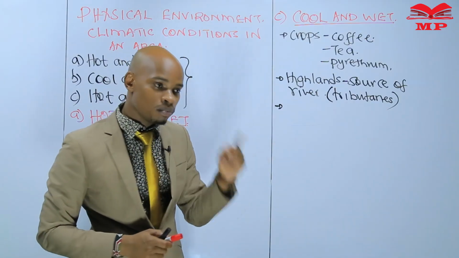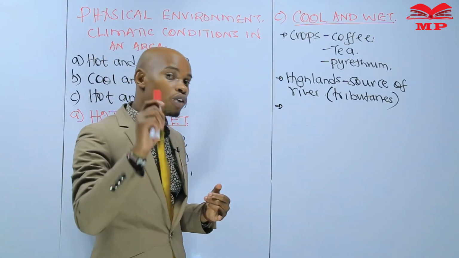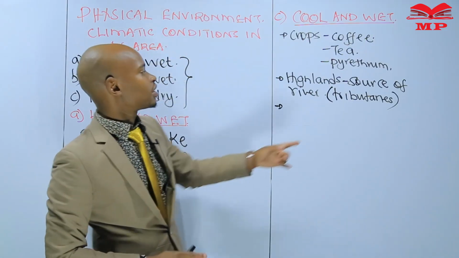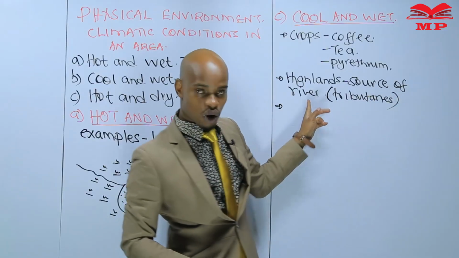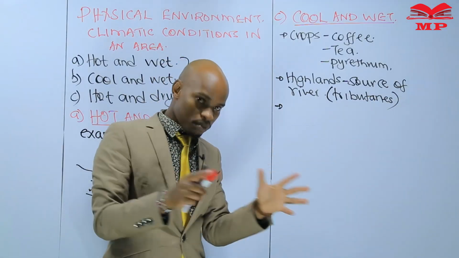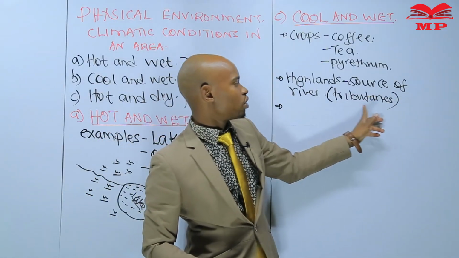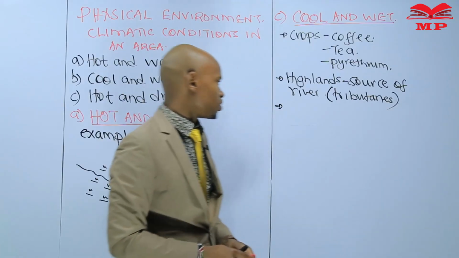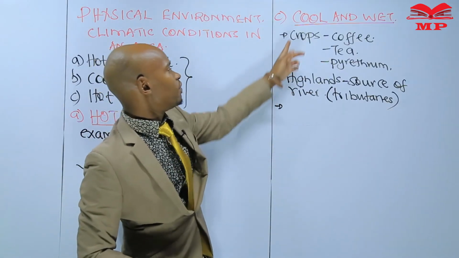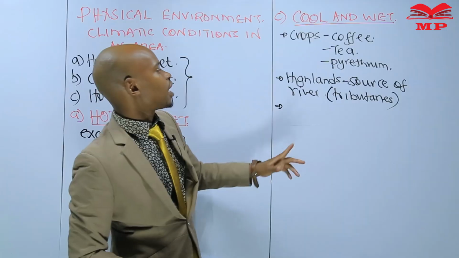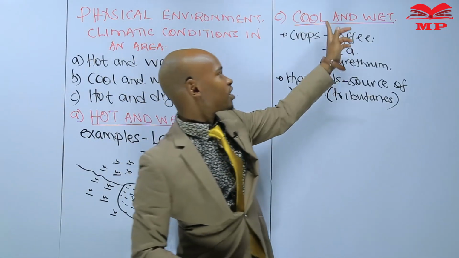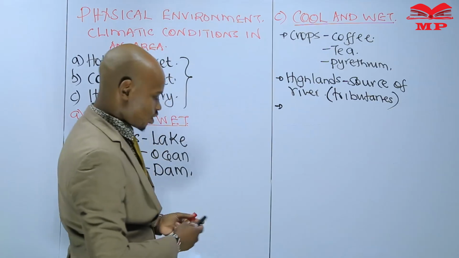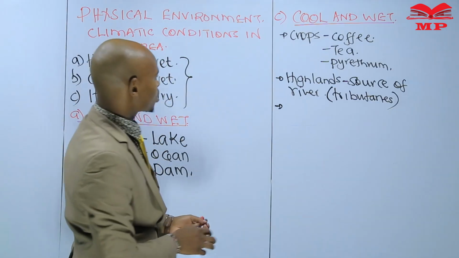What will you go for? Highlands. How will you identify a highland? By checking the source of the river. How will you know that this river originates from this place? You'll see small rivers that we call tributaries. These two are very good examples and enough evidence to show you that an area receives cool and wet conditions.